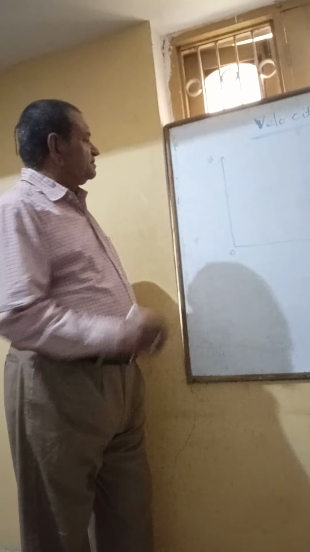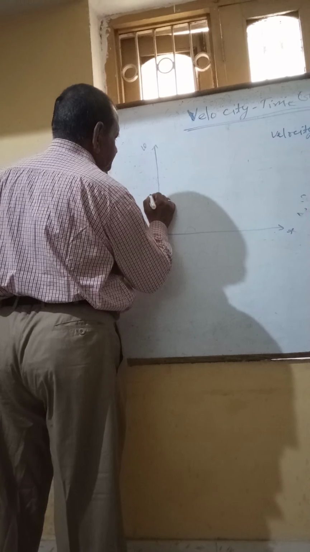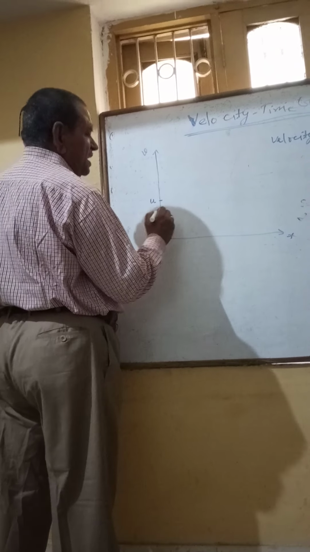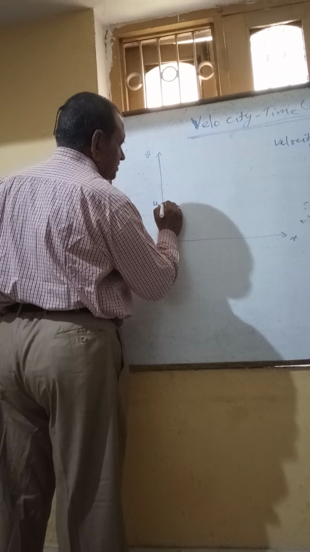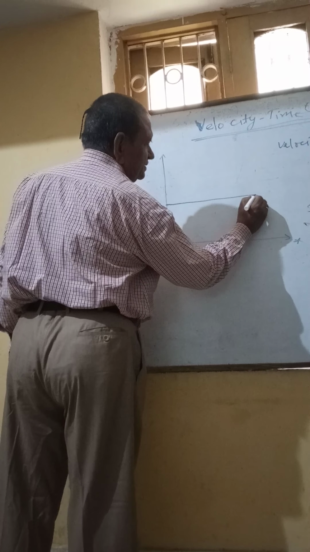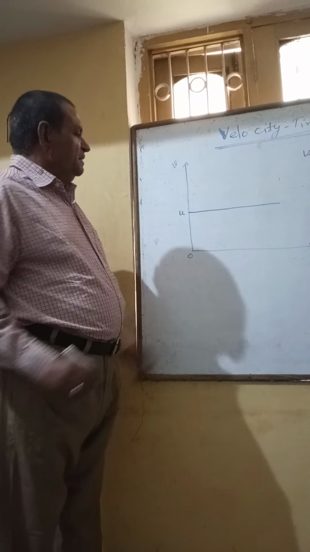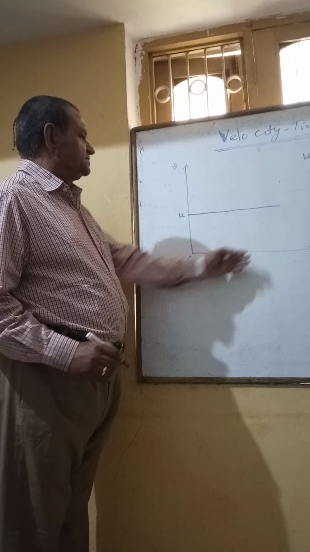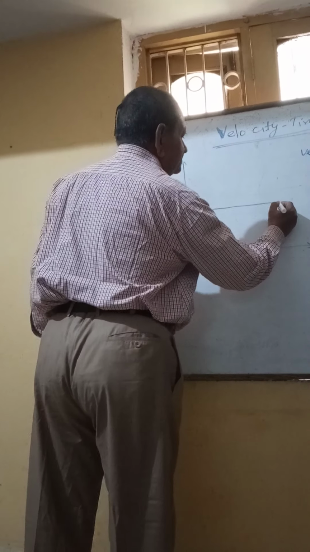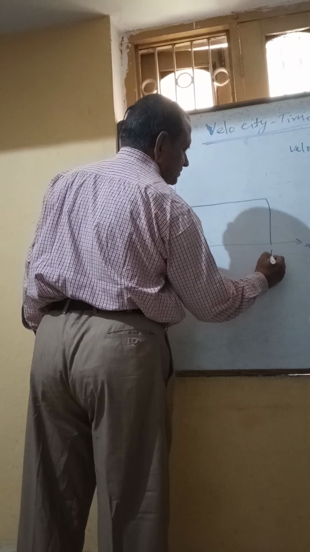Let us consider that at a certain time it starts with velocity u, and this will be a constant velocity. So it will be a line parallel to the x-axis, and this represents the time t.